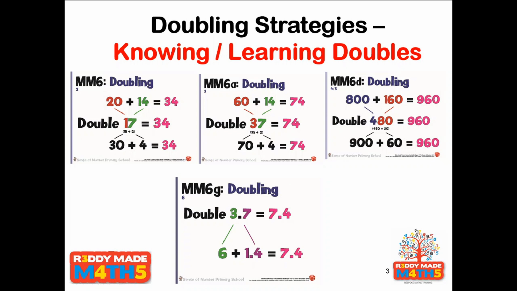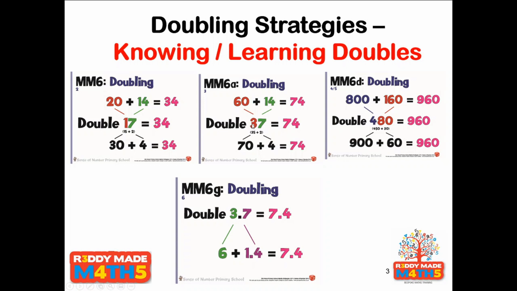What we can see first of all is 2 ways to double 17. We can do the standard double 10 and double 7 if we know those doubles and then add them together. 20 and 14 is 34. Or alternatively, think of 17 as 15 and 2. That's even easier. Double 15 is 30 and double 2 is 4.